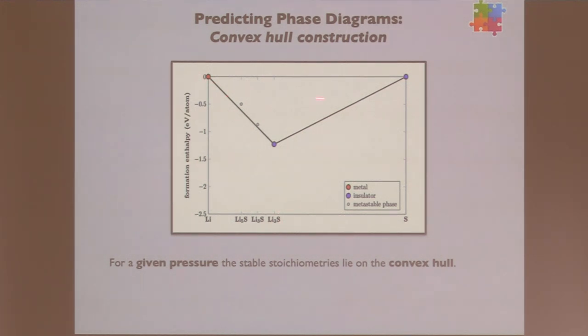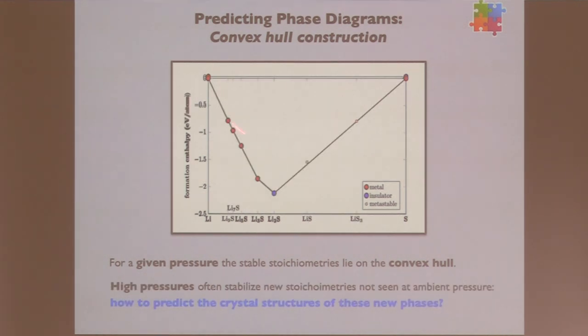You know from experiments the crystal structure of the compounds that you want to form. You compute the formation enthalpy, place it on this diagram, and construct the most convex curve which connects these points. This is called the convex hull. The points which lie on this convex hull correspond to stable compositions. So in this case, there is one stable composition, which is Li2S, and the others are not stable.